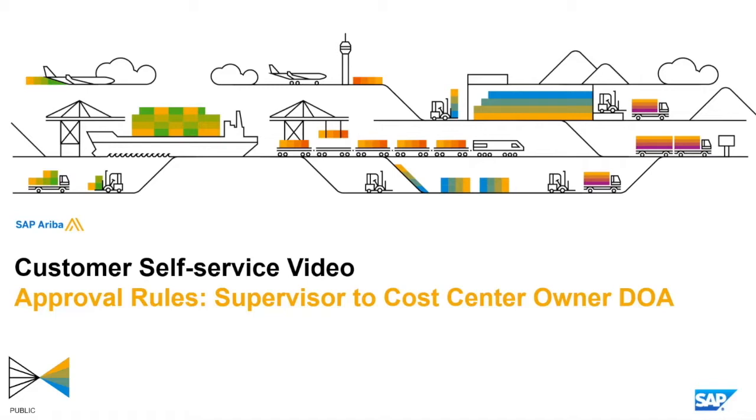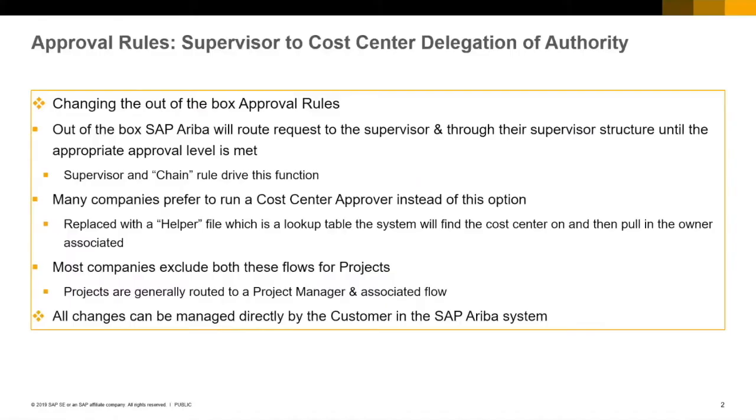Today we're going to talk about approval rules, specifically migrating our out-of-the-box supervisor approval rule to a cost center owner approval rule. Out of the box, we route requests to the supervisor and then up the chain of command to their supervisors until we reach someone with the correct delegation of authority or approval limit. A standard supervisor rule and chain rule associated with that supervisor rule drive that functionality.